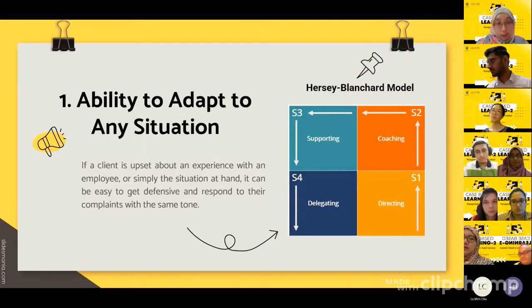According to this theory, the most effective leaders are those who can adapt their style to the situation and respond quickly to changing environments and develop suitable strategies. So the first characteristic of a leader is the ability to adapt to any situation.